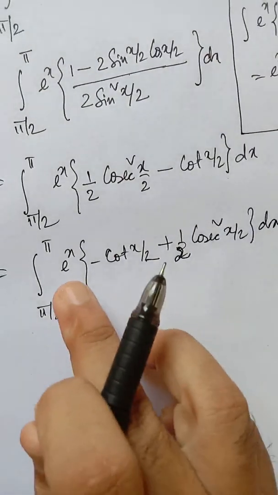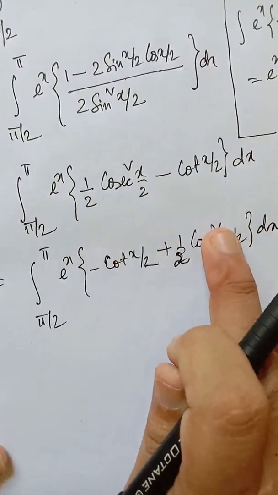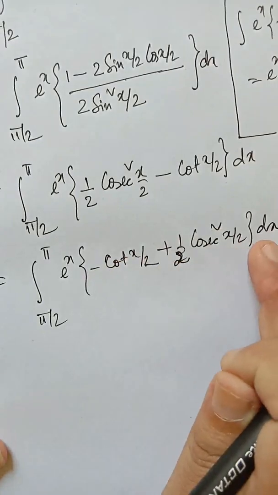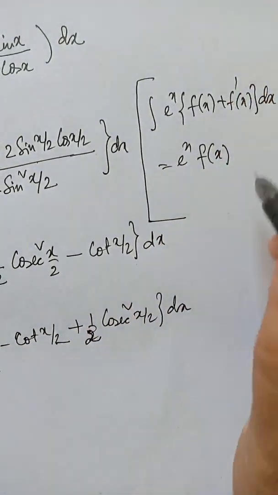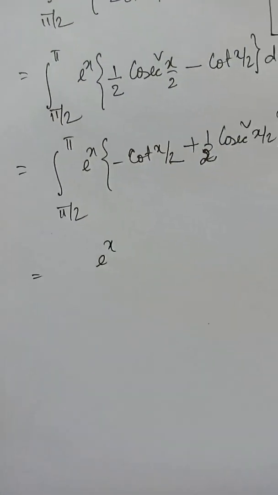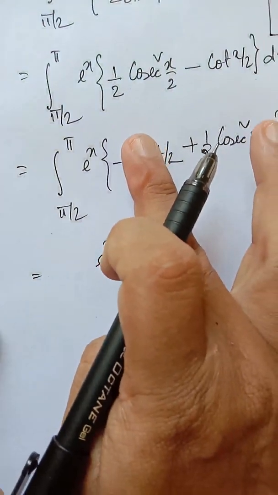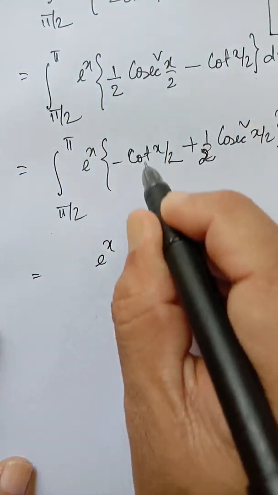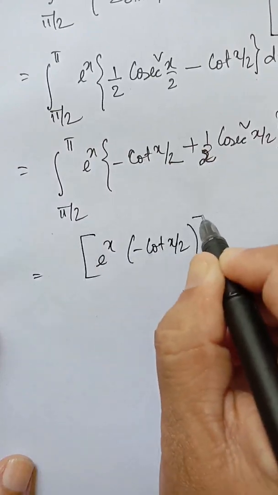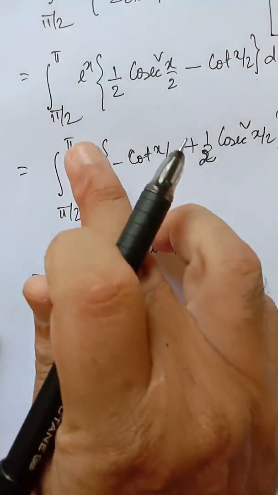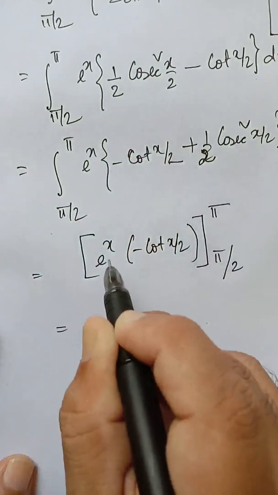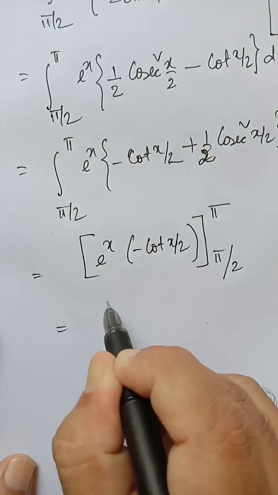Now this is of the form e to the power x into (fx plus f dash x). Derivative of minus cot x by 2 is half cosec square x by 2. So it is of this form, and the answer will be e to the power x into fx plus c. Here fx is minus cot x by 2, because its derivative is plus half cosec square x by 2. So this is the integration e to the power x into fx. The limit will be from pi by 2 to pi. So if we put x equal to pi, it will be e to the power pi.